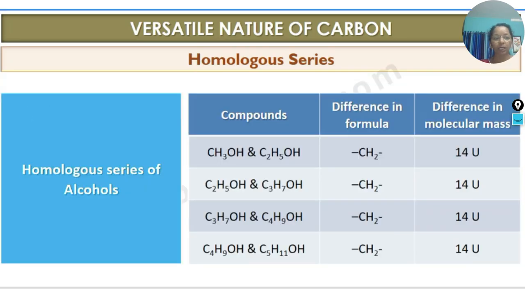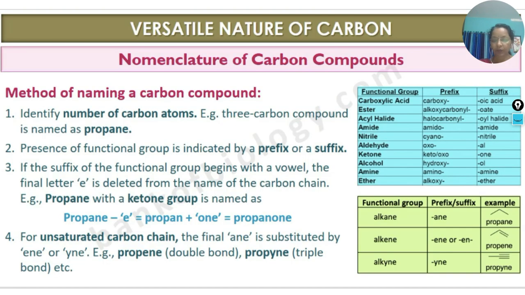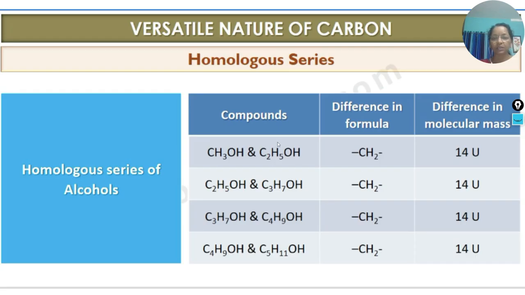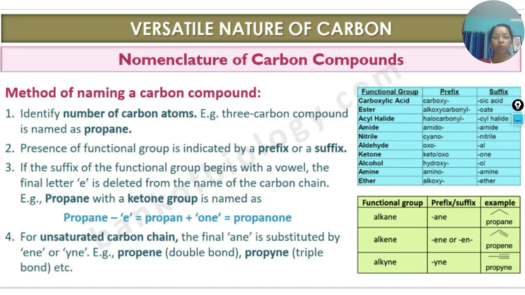Now, the homologous series of alcohols. It is showing here CH3OH, first member, second member, third member, fourth member. Carbon 1, 2, 3, 4, 5, like that. There are also differences by CH2. This is the homologous series of alcohols. All the compounds will have similar chemical properties, but physical properties vary according to the molecular mass.